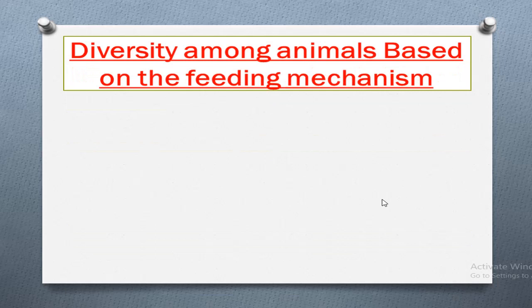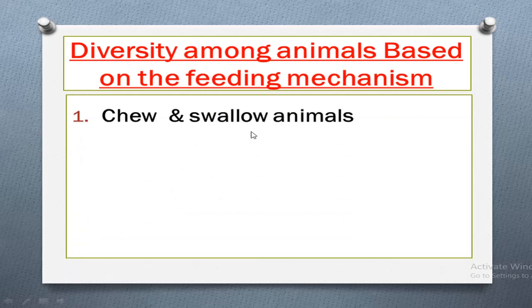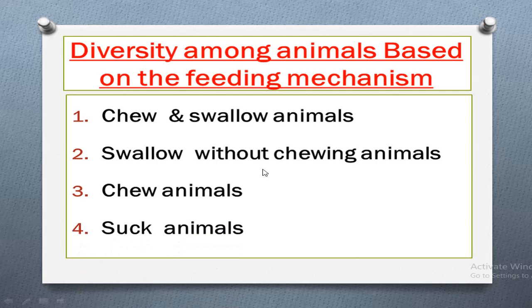Right. Next one. Diversity among animals based on the feeding mechanism. According to the feeding mechanism, animals can be divided into chew and swallow animals, and swallow without chewing animals. Chewing animals and sucking animals are the types of animals according to the feeding mechanism.